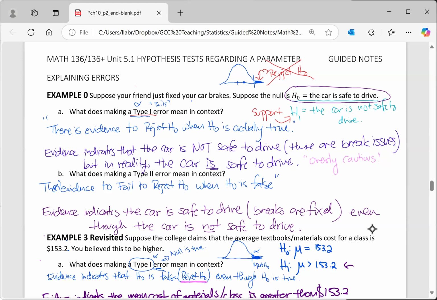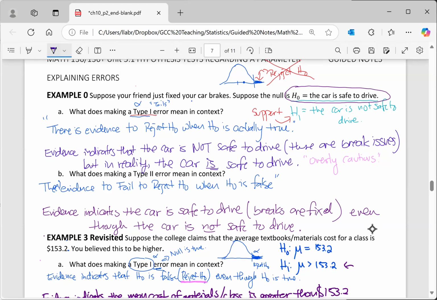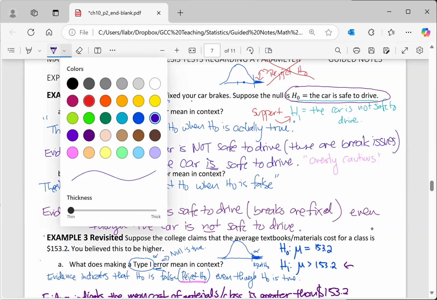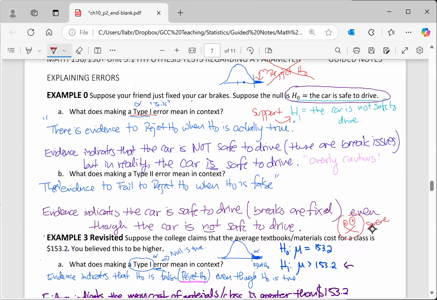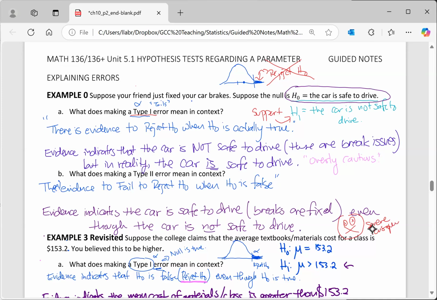However, check this out. A type 2 error is saying that evidence indicates the car is safe to drive, but in reality, the car is not safe to drive. So the consequences of a type 2 error are more severe than the consequences of a type 1 error. And this is why you want to learn to interpret them. So here, this is like somebody dies, right? Somebody dies right here. Severe consequence in making a type 2 error.